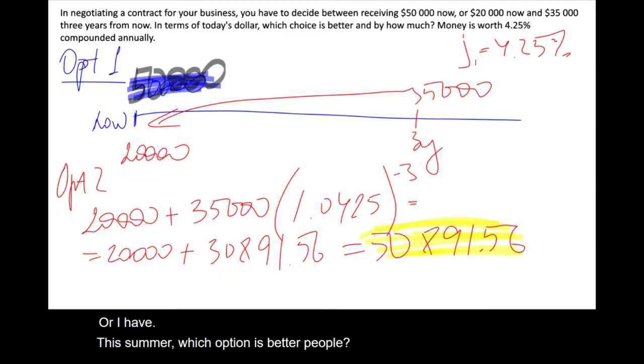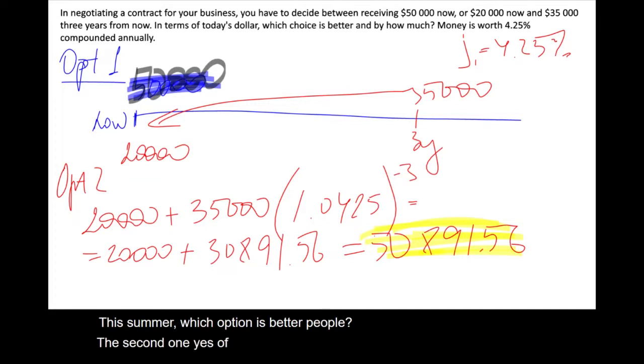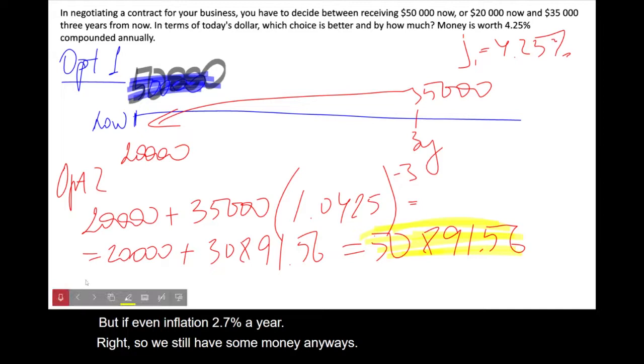The second one. Yes, of course we don't consider inflation here. But even if inflation is 2.7% a year, we still have some money anyways. Okay.